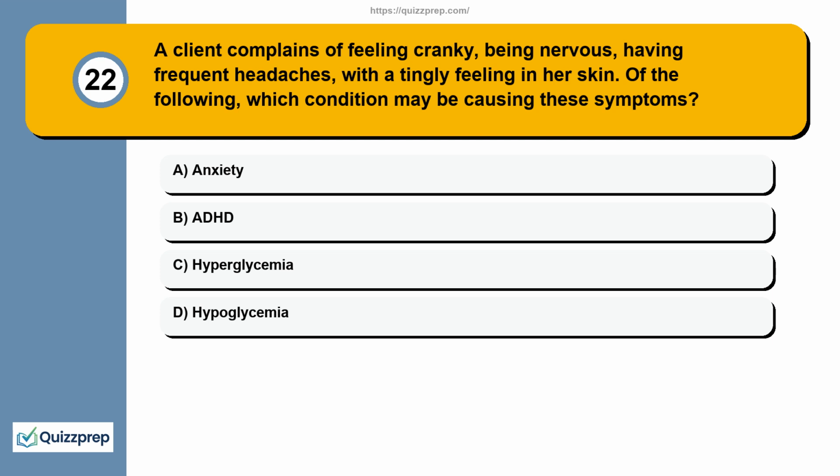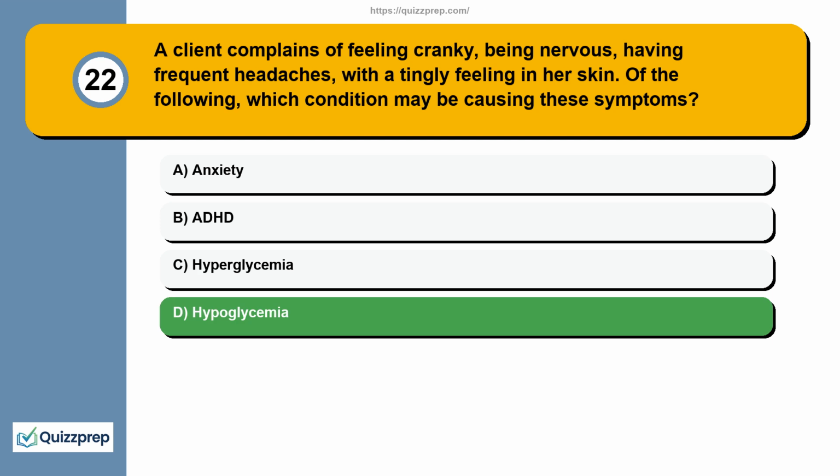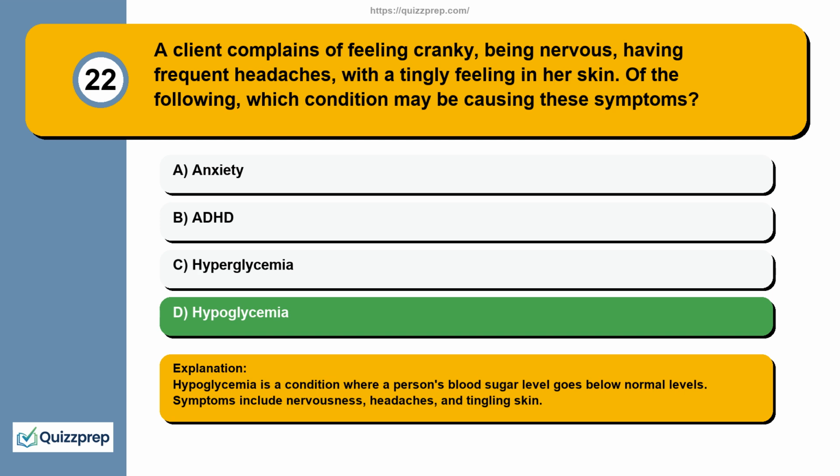Question 22. A client complains of feeling cranky, being nervous, having frequent headaches, with a tingly feeling in her skin. Of the following, which condition may be causing these symptoms? Anxiety, ADHD, hypoglycemia. Hypoglycemia is a condition where a person's blood sugar level goes below normal levels. Symptoms include nervousness, headaches, and tingling skin.